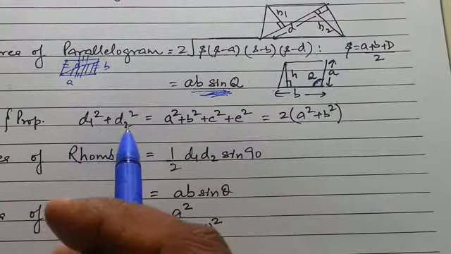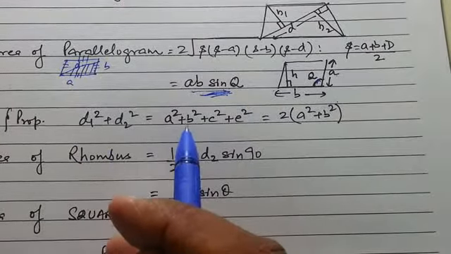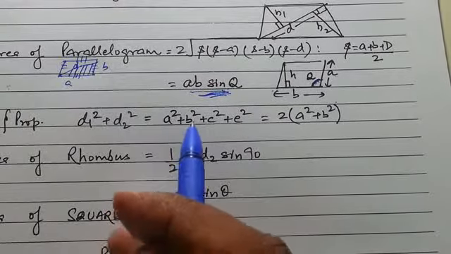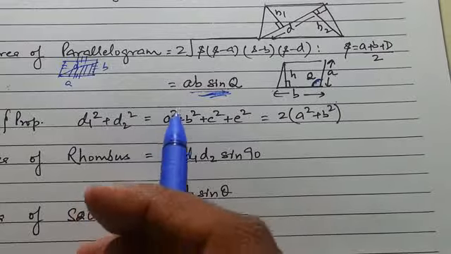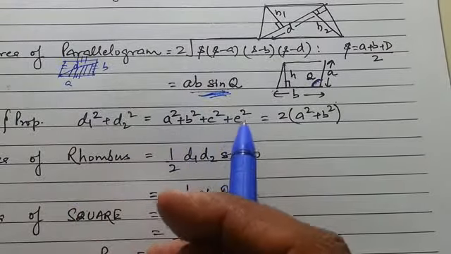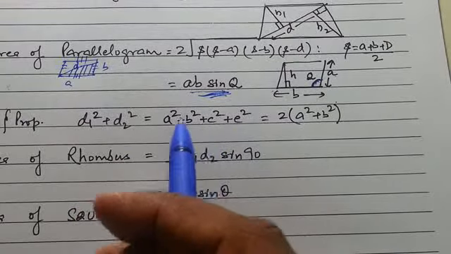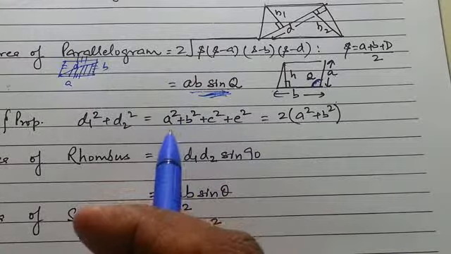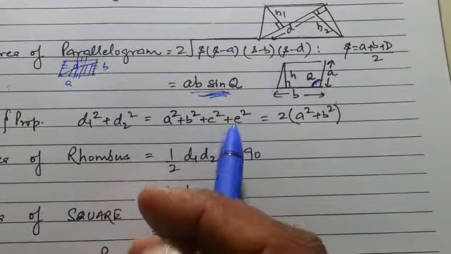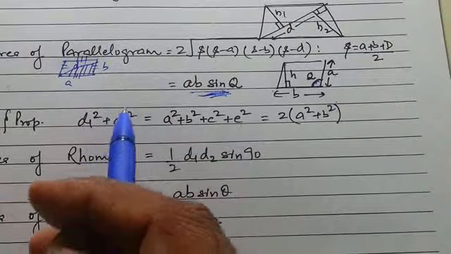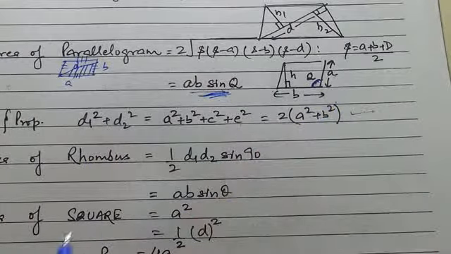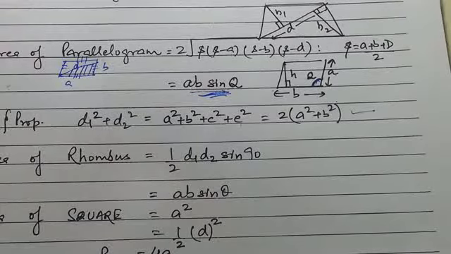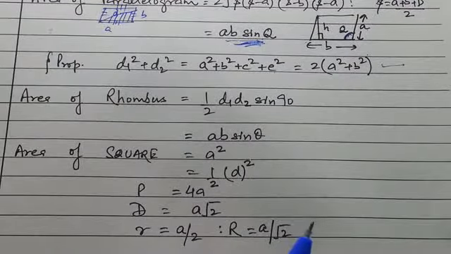Diagonal 1 square plus diagonal 2 square is equal to the sum of squares of all the sides. So d1 square plus d2 square is equal to a square plus b square plus c square plus e square, where a, b, c, e are the four sides. But we know a is equal to c and b is equal to e, so we can say d1 square plus d2 square is equal to twice (a square plus b square), because we are talking of a parallelogram. Now coming to another figure, that is a rhombus.